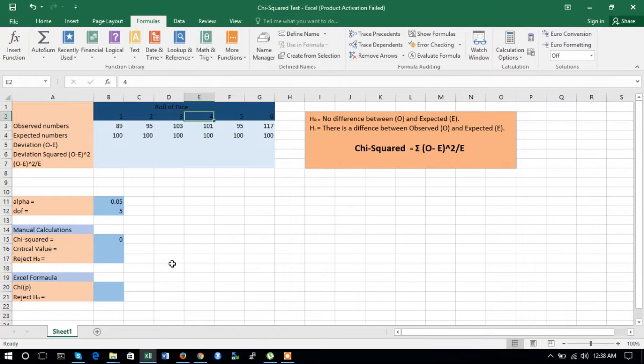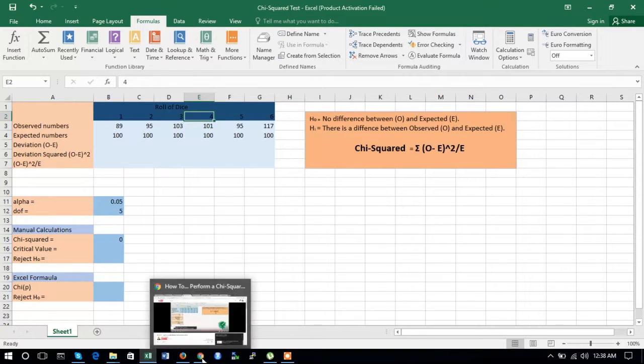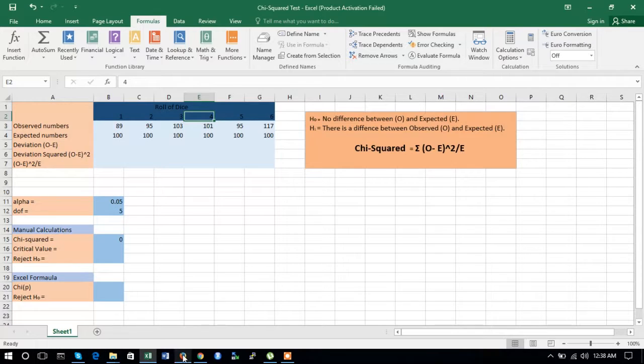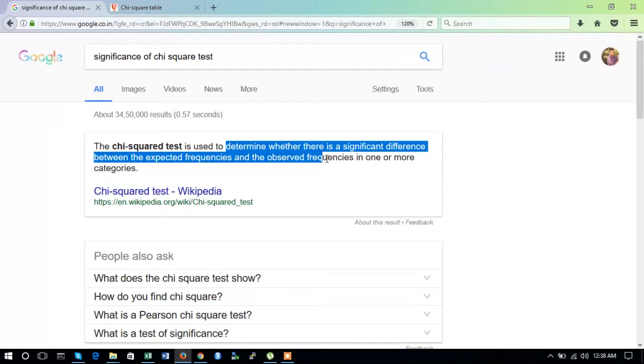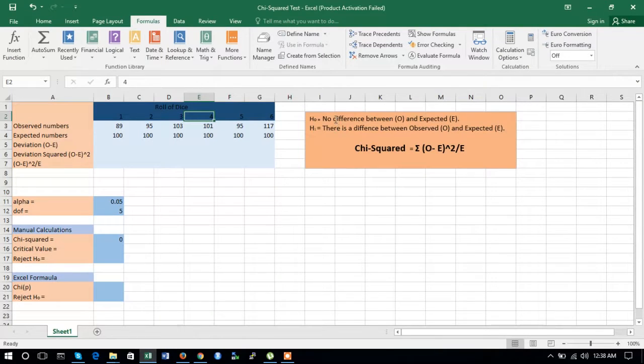Now let us see what is the significance of the chi-square test. The chi-square test is used to determine whether there is a significant difference between the expected frequencies and the observed frequencies or not. So in this case we have also created the two hypotheses over here.